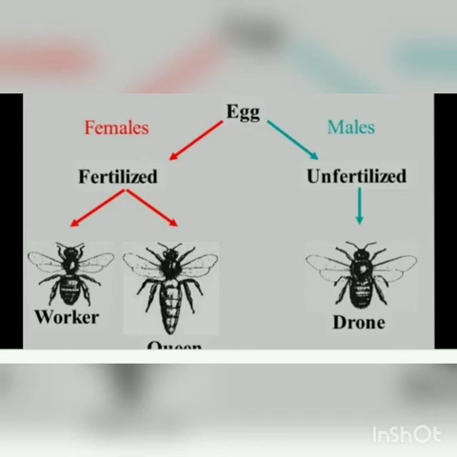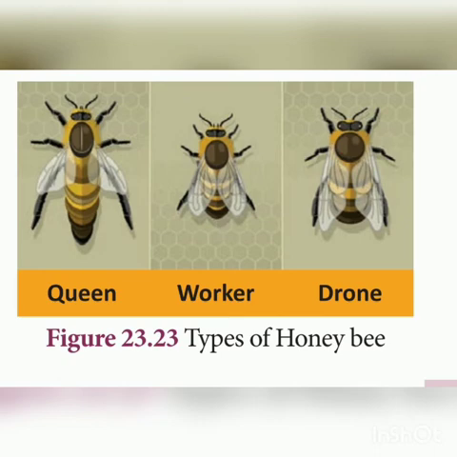Actually, the honeybee lays 2 types of eggs. One is the fertilized egg, another one is the unfertilized egg. From fertilized eggs the queen bee and the worker bee develop. Okay? From unfertilized eggs the drone bees develop. These are larger than the worker bee and smaller than the queen bee. Their main function is to fertilize the eggs produced by the queen.